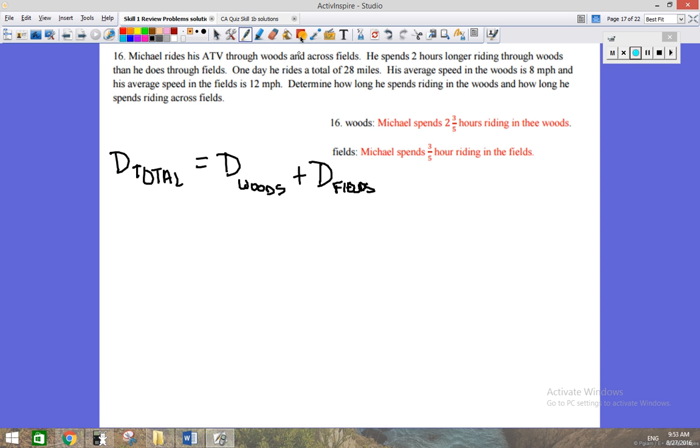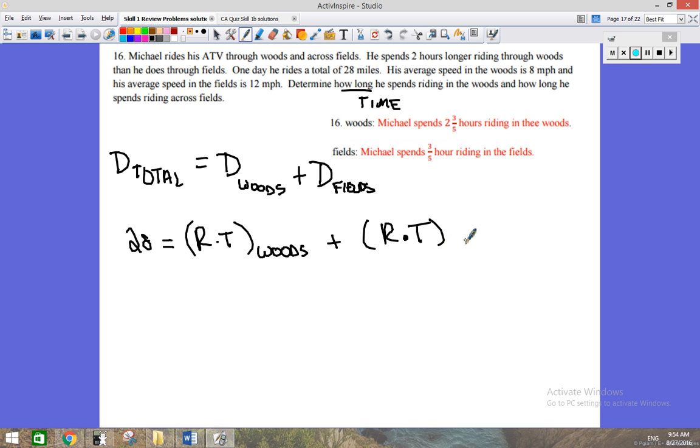So let's substitute in and see what we have here for the total. We don't know the distance, and it wants us to determine how long he spends in the woods and how long he spends in the field. By how long, it's not saying how far, so I'm going to assume that it's asking for the time in the woods and the time in the field. So keep that in mind. The distance in the woods is the rate times the time in the woods. And the distance in the fields, well, distance is equal to rate times time. That's the same for the field.